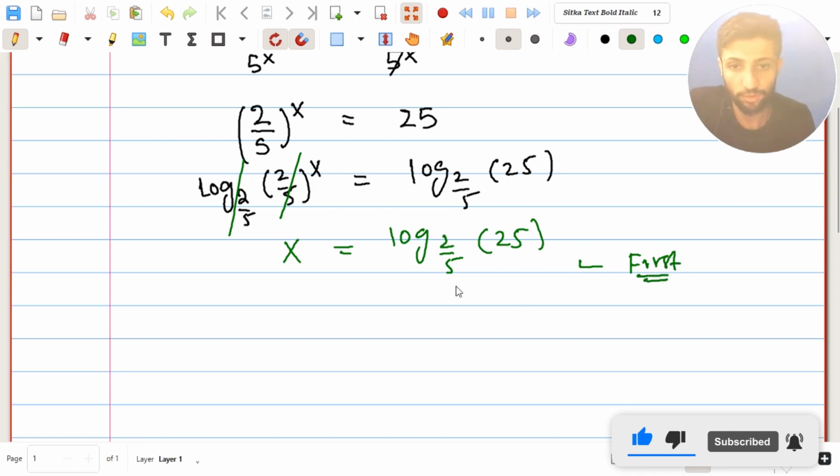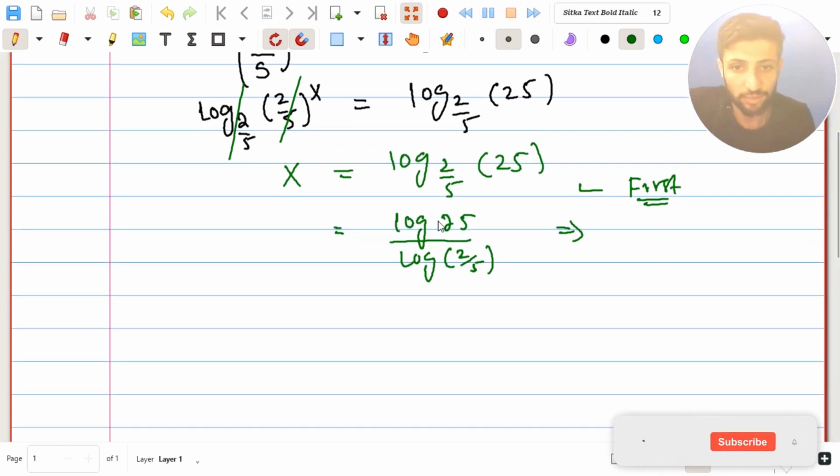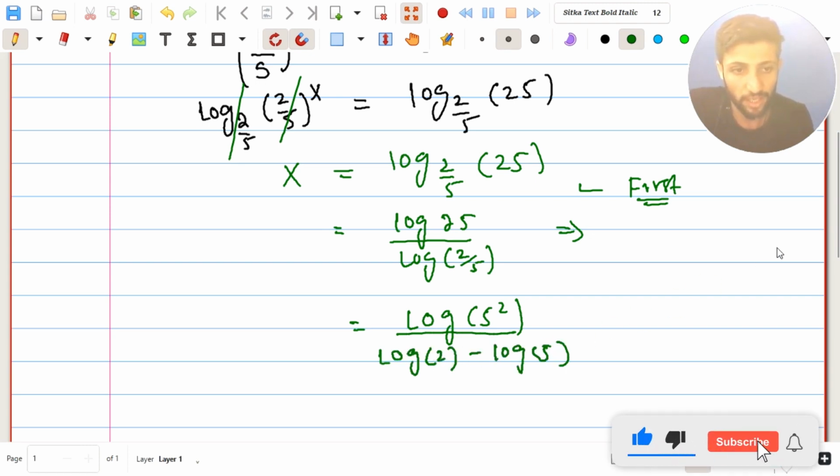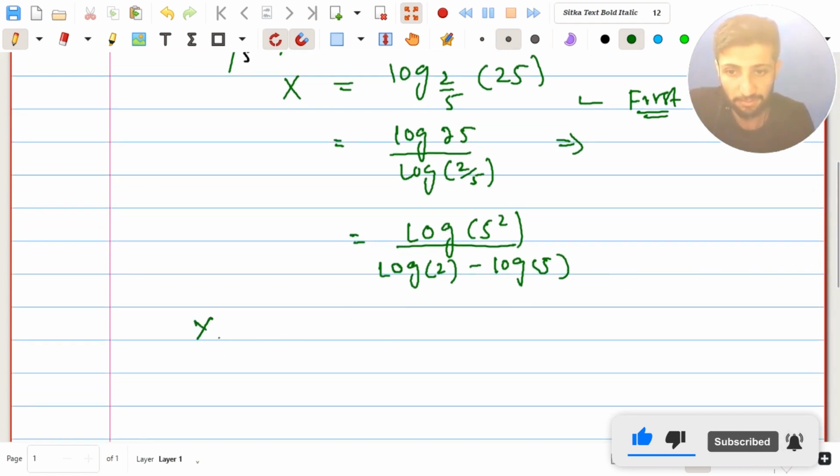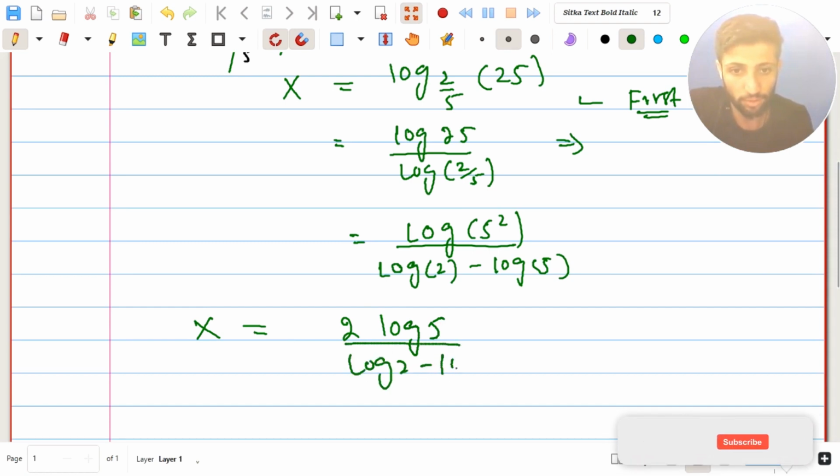Now if you want to solve this question further, what you can do is you can simply write this as log of 25 divided by log of 2 over 5 by change of base formula. Now simply I can see that this 25 is 5 square. So I can write this as log of 5 square divided by, by the laws of logarithm, I can write this as log of 2 minus log of 5. So by the laws of logarithms, this is simply x equal to 2 into log of 5 divided by log of 2 minus log of 5.